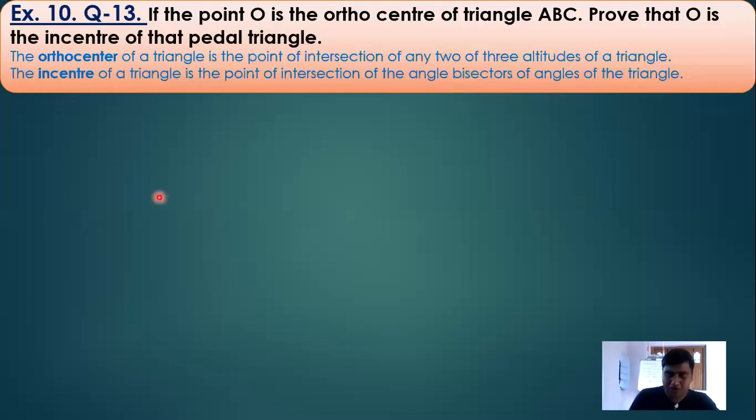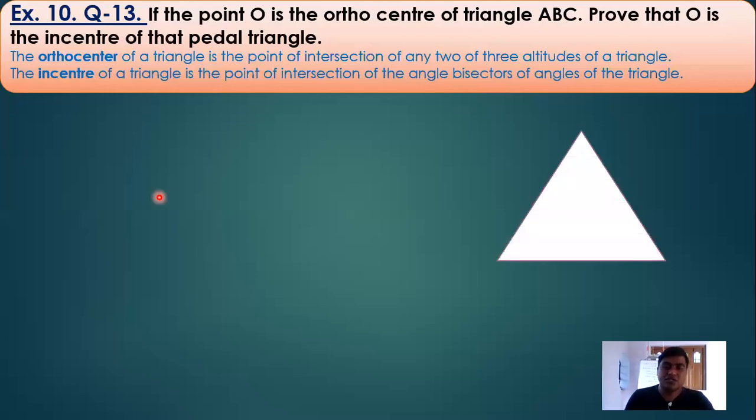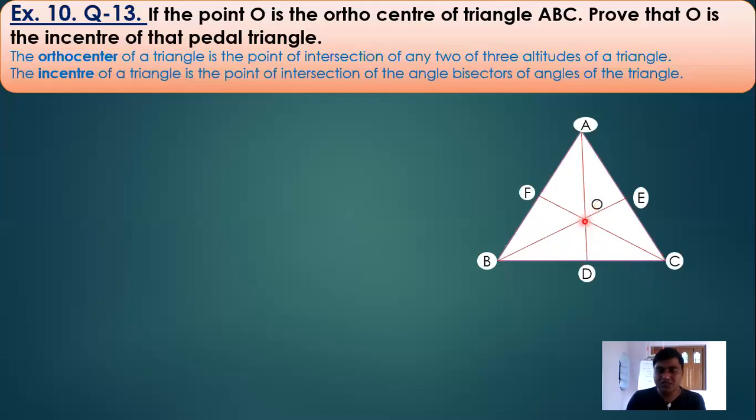So first we draw a triangle. The name of the triangle is ABC, and then we draw three altitudes. This is the altitude and this is the perpendicular. Altitude from B and altitude from C. Therefore, the three altitudes are concurrent. This point is O. O is called the orthocenter, as given. Here O is the orthocenter.